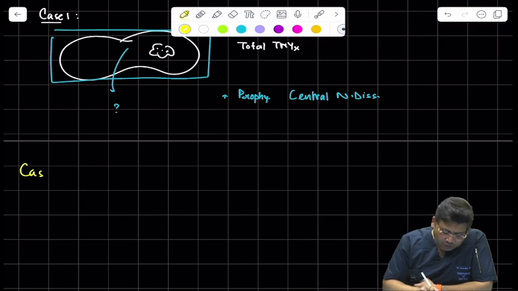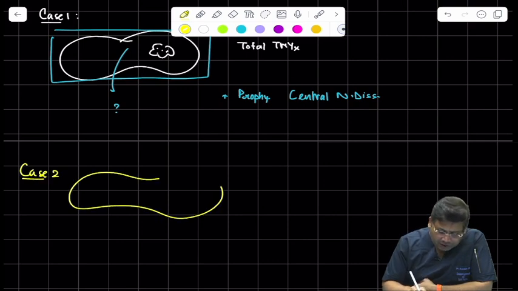Case number 2. When we talk about case number 2, what is that? Imagine there is a tumor with few central neck lymph nodes also.